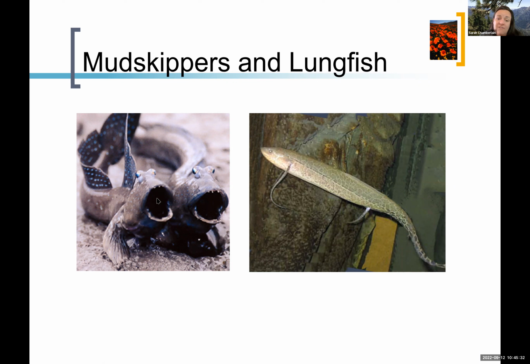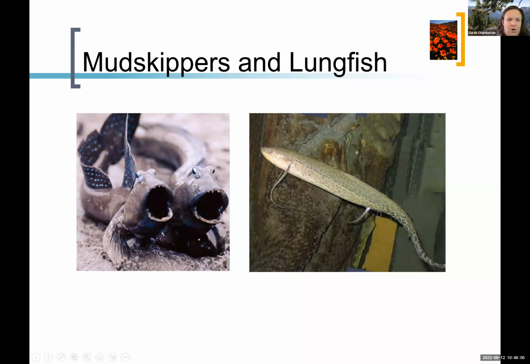Mud skippers are fish, but they are fish that can haul their butts out onto land for brief periods of time, because they use their swim bladder as essentially a primitive lung, where something that was originally used for buoyancy is now used for gas exchange. Talk about a difference, right? That's a very big difference in the function of that particular structure. Lungfish do the same thing. So this is a lungfish, and they have weird little fins.